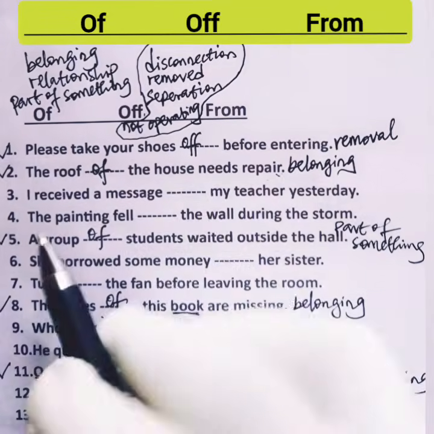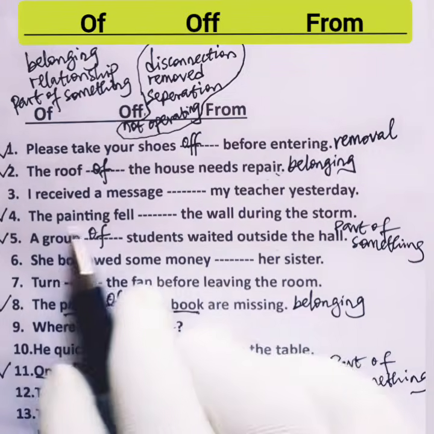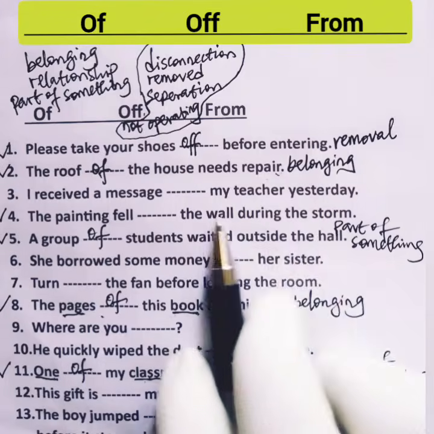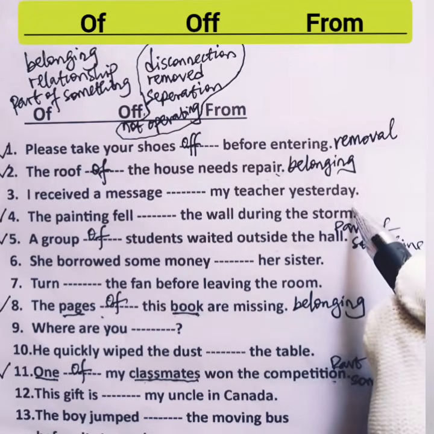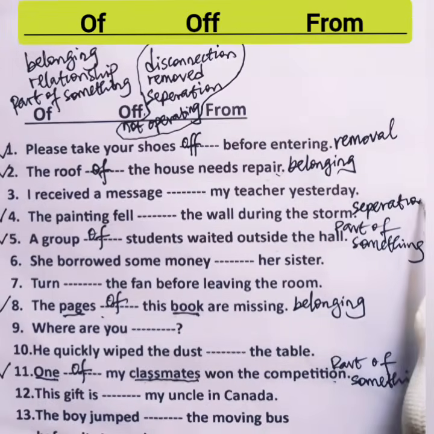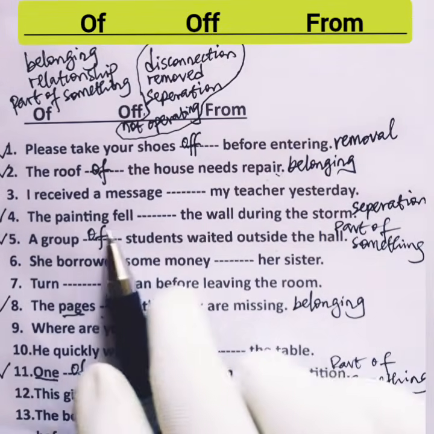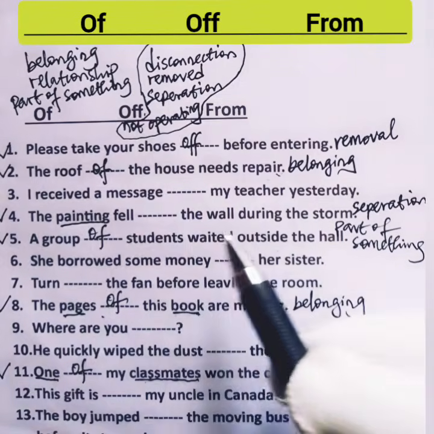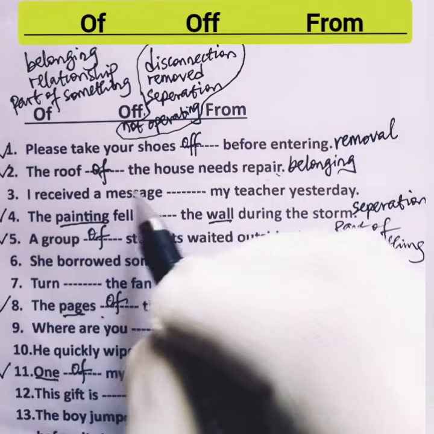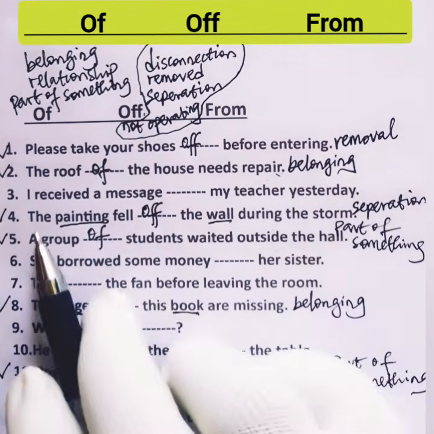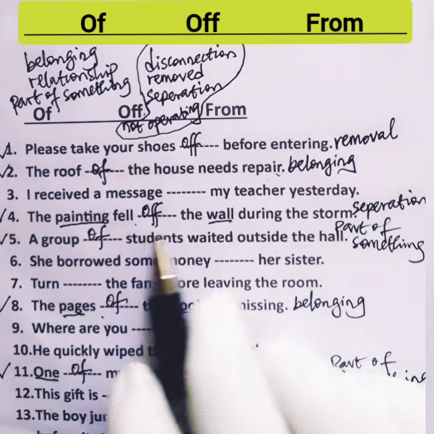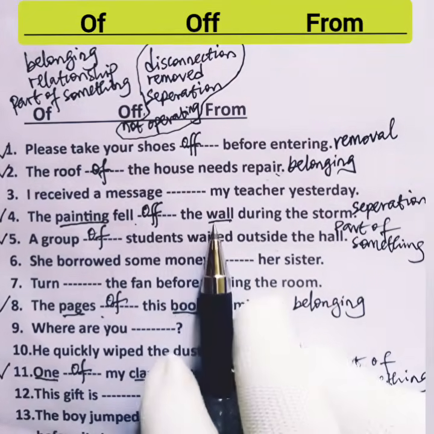The next is number 4. The painting fell blank the wall during the storm. This is also about removal or separation. Here, the painting is separated from the wall. So, off. The painting fell off the wall during the storm. It means the painting is no longer on the wall.